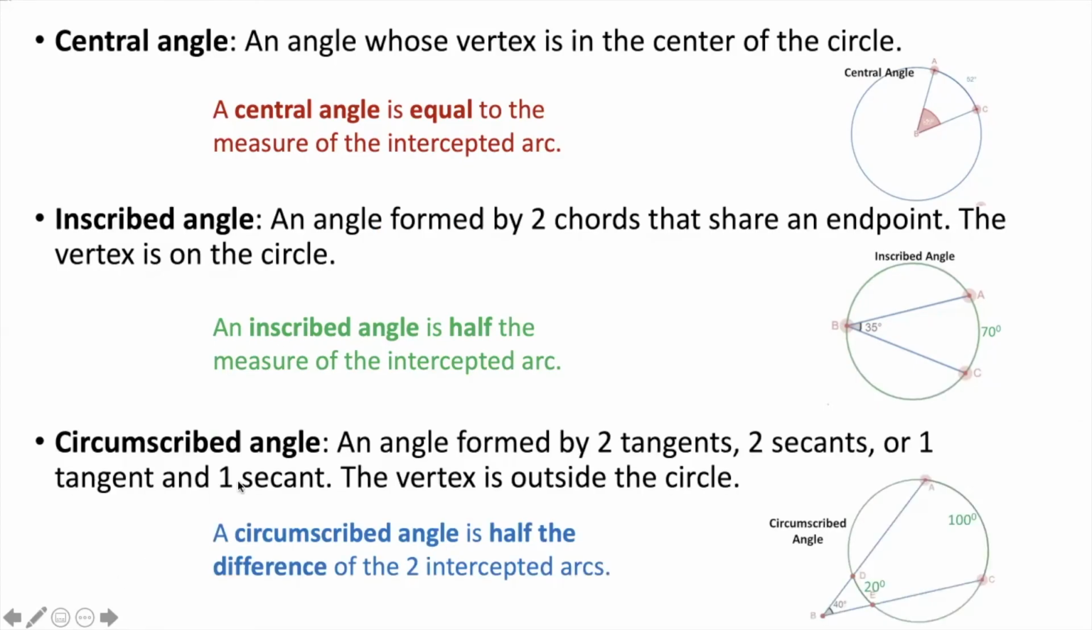And lastly, a circumscribed angle is an angle formed by two tangent lines, two secant lines, or one tangent and one secant. And the vertex is outside the circle. And we just learned that a circumscribed angle is half the difference of the two intercepted arcs. And so now we have learned about angles that are in a circle, angles that are on a circle, and angles that are outside a circle.